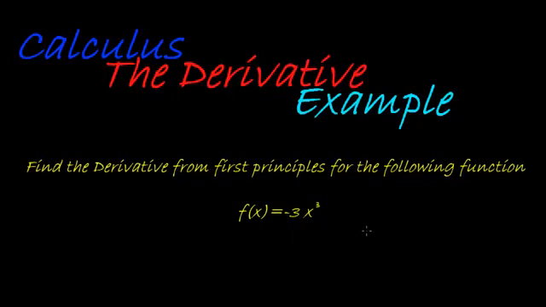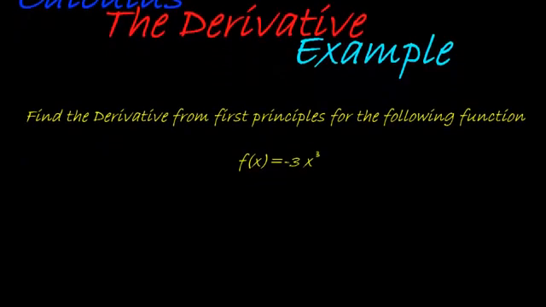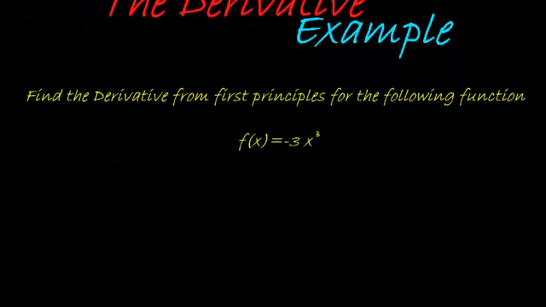Okay, so we've looked at examples for average gradient, for instantaneous gradient, now an example of the derivative. Find the derivative from first principles for the following function. Now again remember, first principles is a more complex way. There is a very simple way to find the derivative, extremely simple, but we're not there yet. For now, we take the long way around, and that is from first principles using this formula.